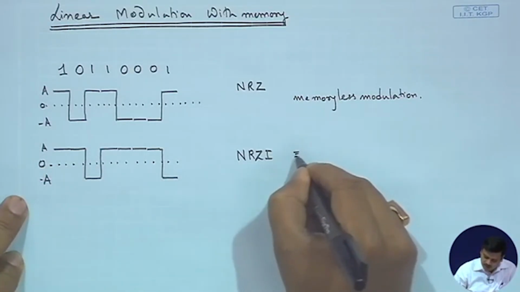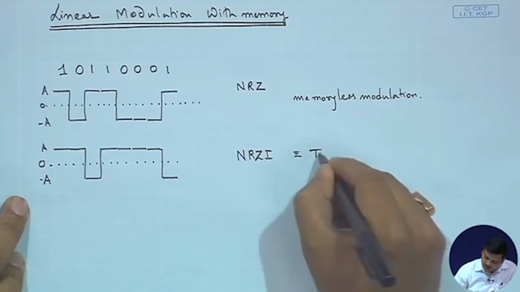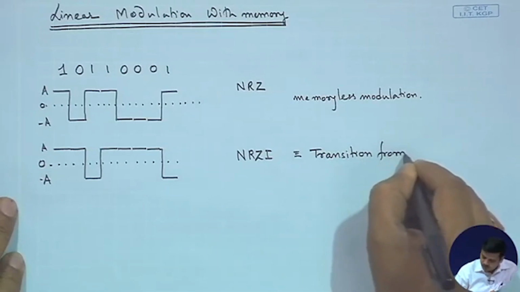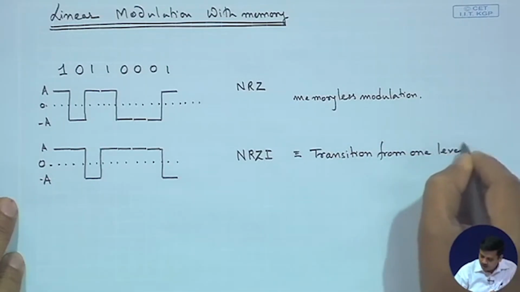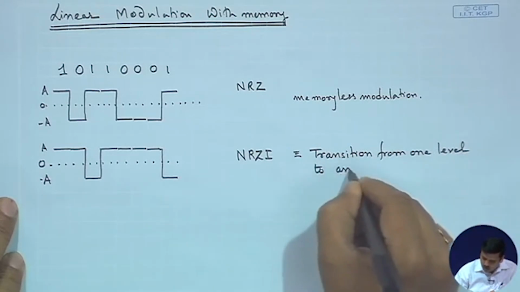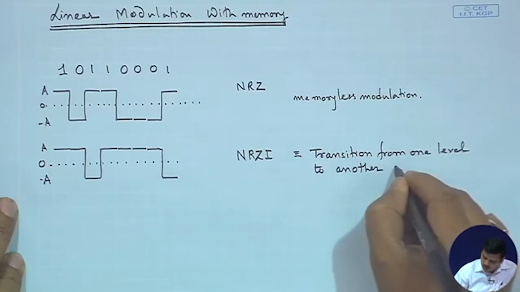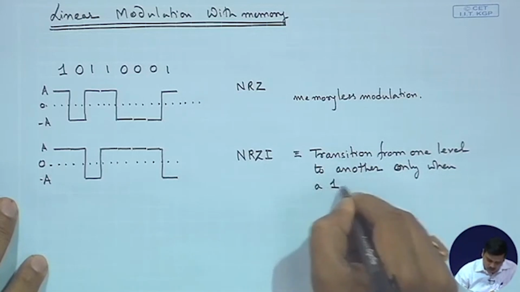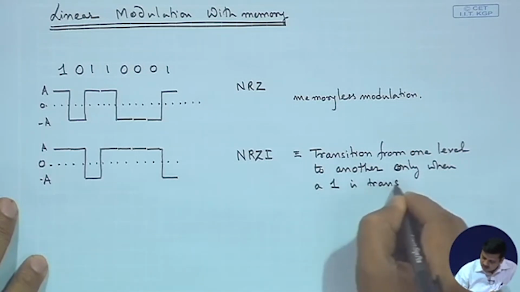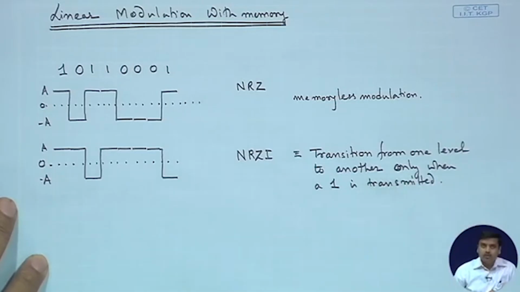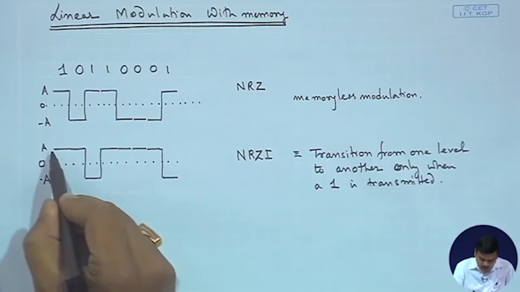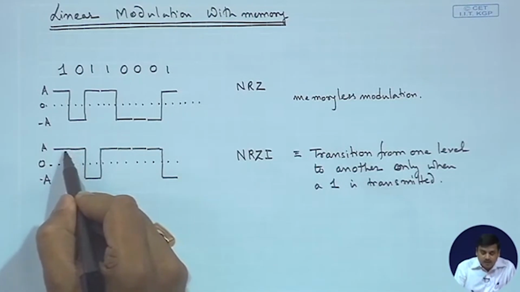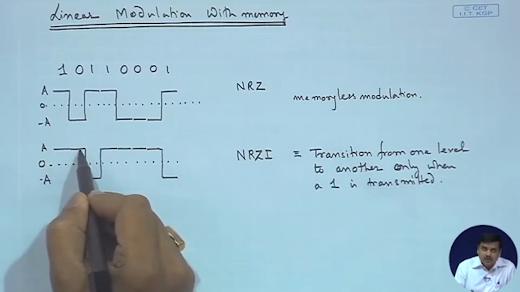So, in this case there is a transition from one level to another only when a 1 is transmitted. So, what the receiver does, suppose there is some communication, it sees there is no transition. So, if there is no transition, the receiver will note there is a 0.